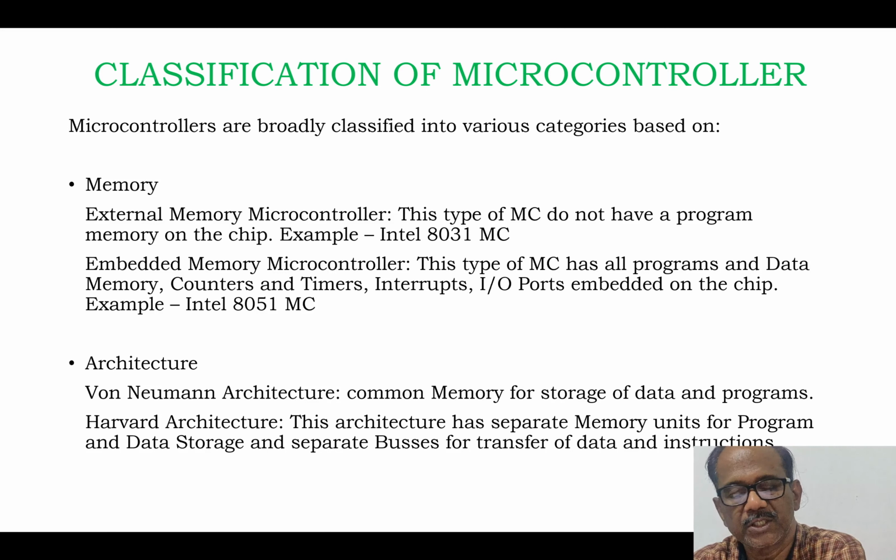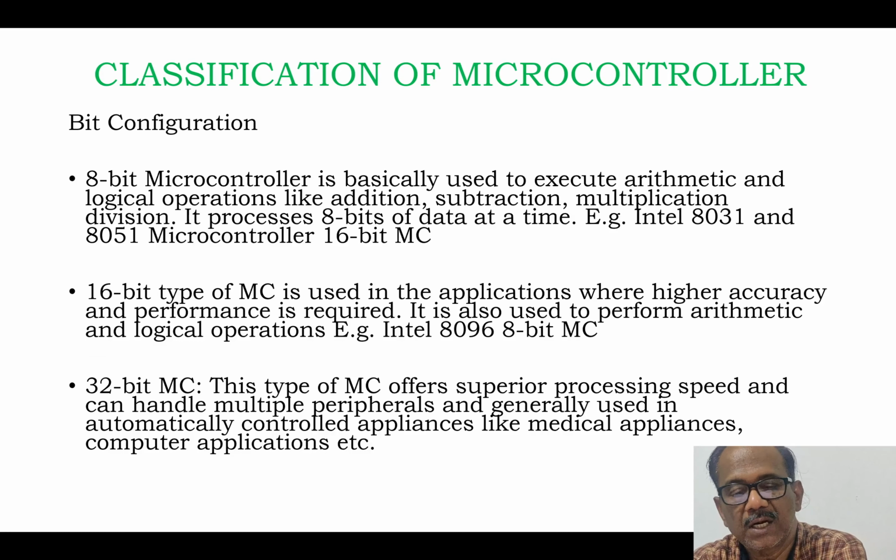The second classification is based on the type of architecture. Accordingly, we have two types of architecture that we have seen in the last sessions. One is von Neumann architecture and the second is Harvard architecture. Von Neumann architecture contains memory that is common for both data and program, whereas Harvard architecture has separate memory for both program and data. The third classification is based on data length or ALU capacity, and accordingly we have classification like 8-bit, 16-bit and 32-bit architecture.